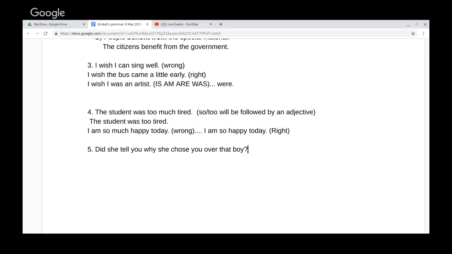Tell me, guys, is it right or wrong? Do you think it's right? How about others? Tell me, what do you think about this? Chose should be replaced by choose? So, did she tell you why she choose you? Why she choose you? Why she chooses you? She choose or she chooses? Or chooser? Which one? It should be chooses.